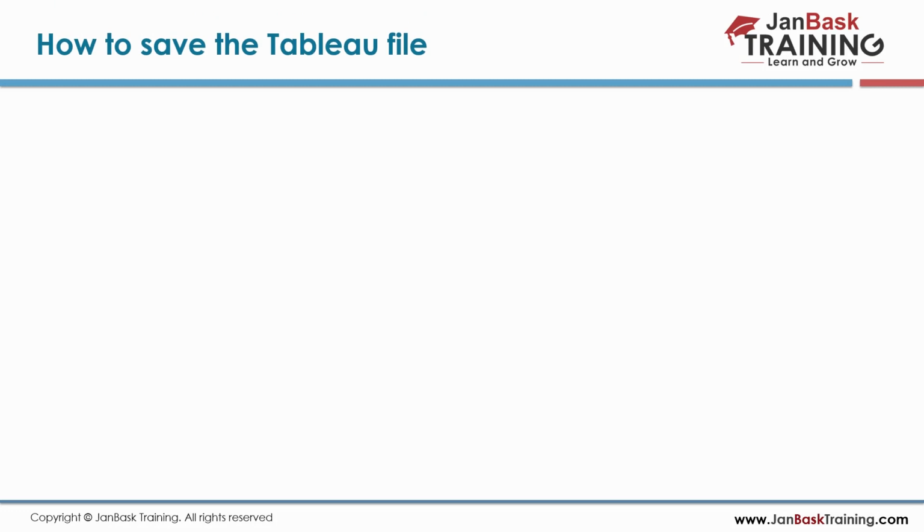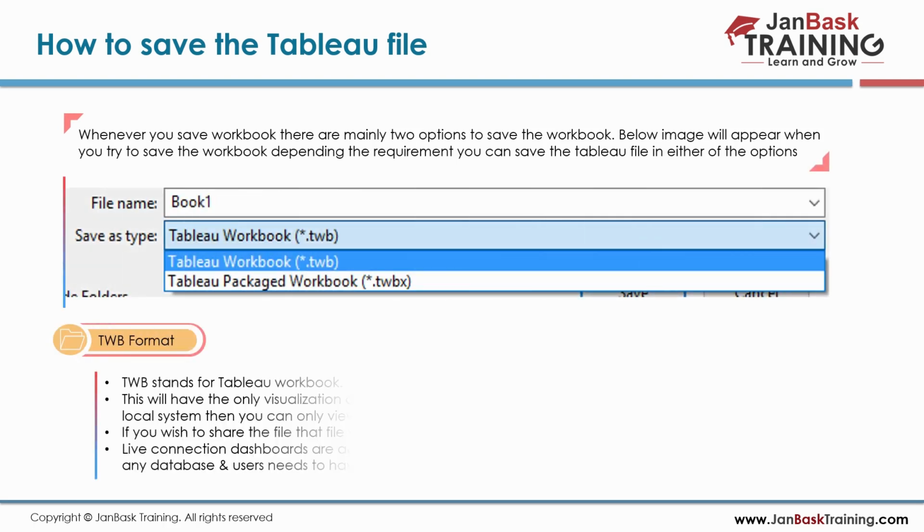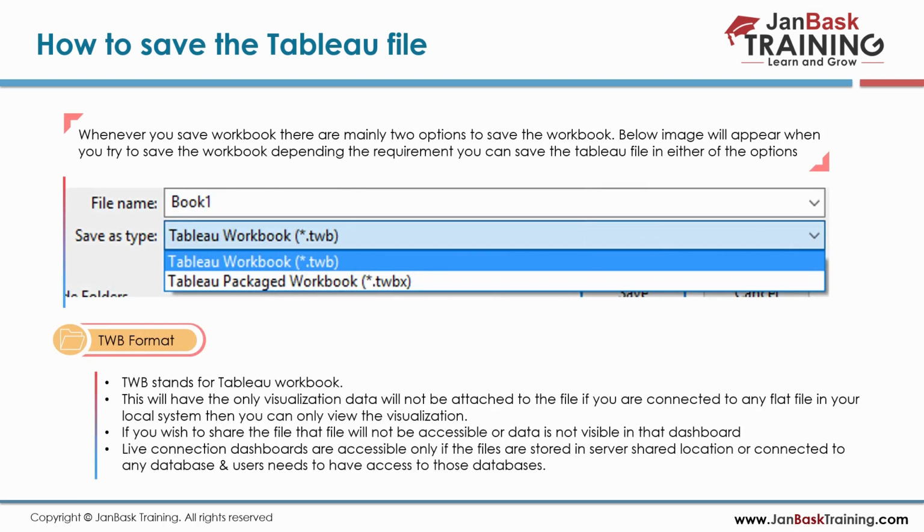So we have different kinds of file formats available. Although the slide says only 2, we have multiple file formats. The very famous one, and the one that's default, is TWB that you saw. Although you have not added it, it's still saved in TWB format itself. It's called Tableau Workbook.